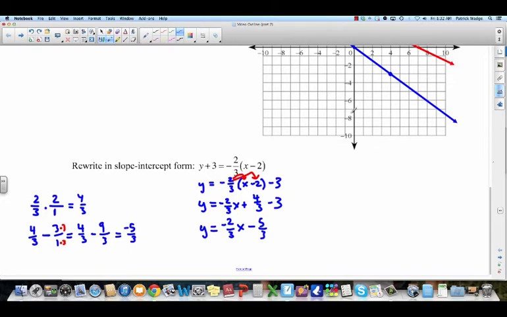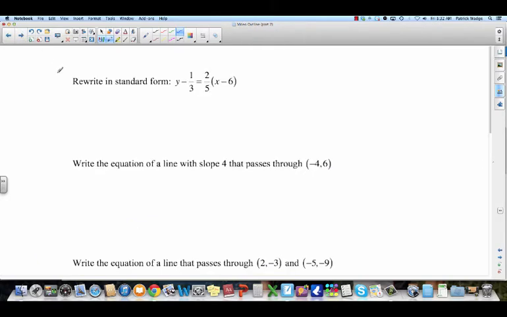Alright, there you go. We could now graph it. That'd be a nightmare to graph. I won't make you graph things like that. But at least you can put it in slope-intercept form. Next one, we're going to change this one. This is again point-slope form. We're going to put it in standard form. So, with standard form, we need to remember it's like ax plus by equals c. So we have to get the x's and y's on one side and the constant, the number, on the other.